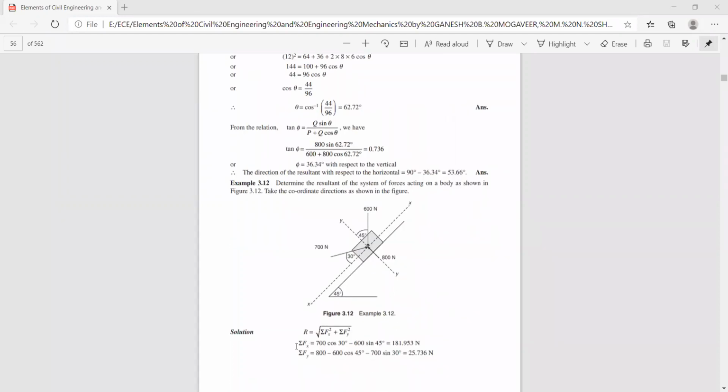Now just look at the answer. You can see here sigma F of x is 700 cos 30. If you resolve this force, its x component is in the positive direction, 700 cos 30, and minus 600 sin 45 or 600 cos 45, which is equal to 181.953 Newton. And similarly, sigma F of y is 800 minus 600 sin 45 or 600 cos 45.